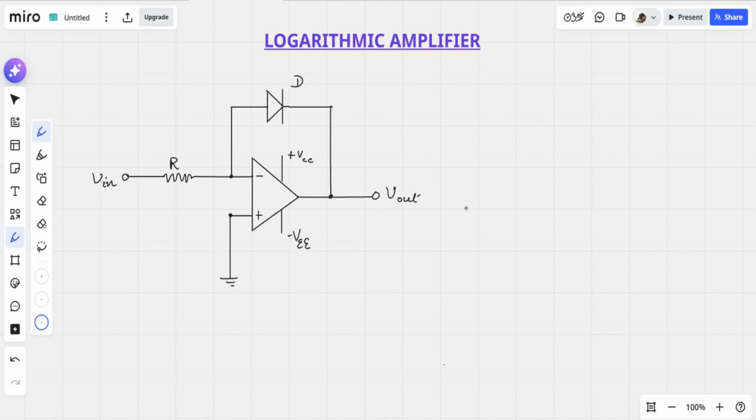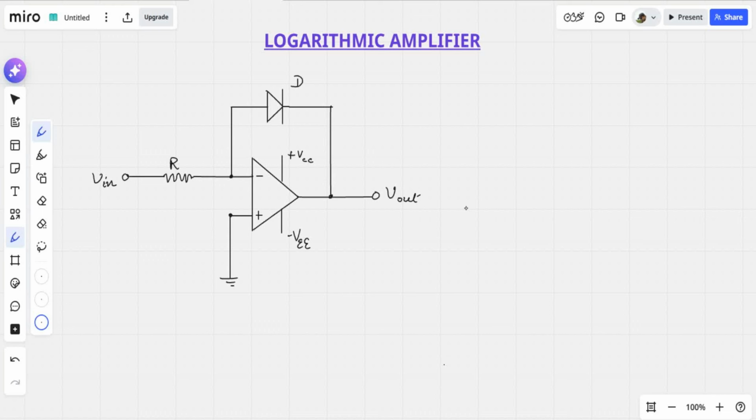Hello everyone, welcome back. In this video, we are going to study an interesting application of the operational amplifier, the logarithmic amplifier. This circuit is very useful when we want to compress a wide range of input values into a much smaller output range. That means a large input does not produce a proportionally large output. Instead, the output changes according to the logarithm of the input.